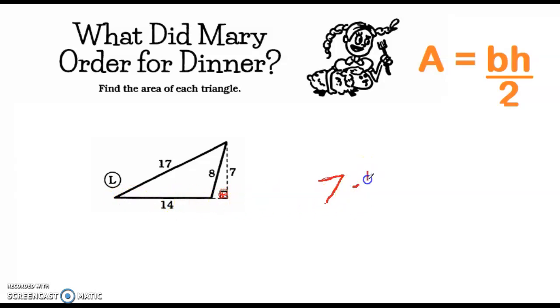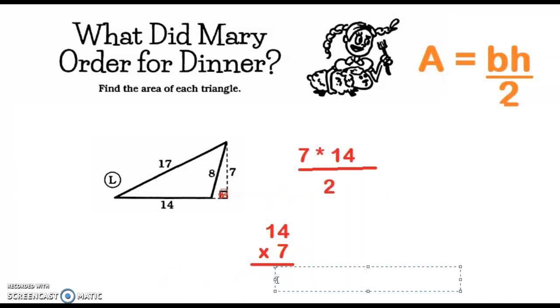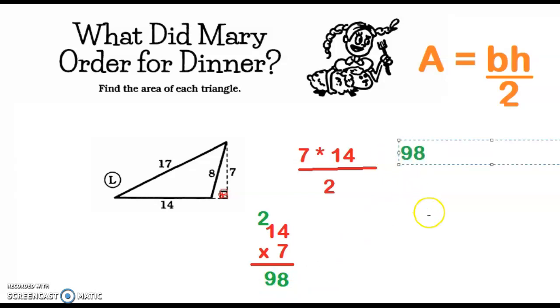So 7 times 14, and it's going to be all divided by 2. So when I do 7 times 14, I get, sorry, I didn't like my writing. 7 times 4 is 28. 7 times 1 is 7 plus 2 is 9. So I get 98. Now, 98 is this top part, and I still need to divide it by 2, right? So this equals 98 divided by 2, which should be 49.